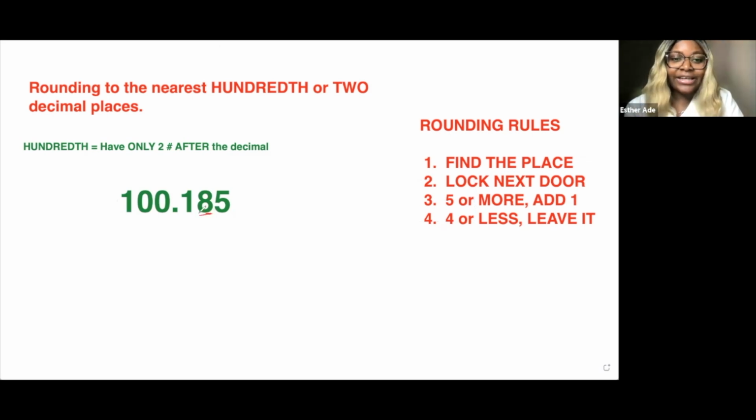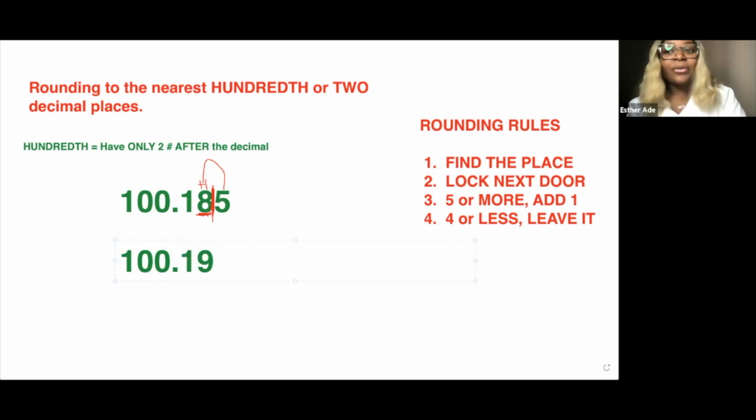All right, this is the second number after my decimal. My answer needs to end here, so I'm going to lock my gate. Okay, so what do we do about this 5 that is left? I go to my next rule. It says 5 or more, add 1. Luckily, this is 5 on the dot, so that means it can come over to this place as plus 1. So rounded to the nearest 100th place, or two decimal places, this answer will be 100.19. All right, so that would be our final answer for this.